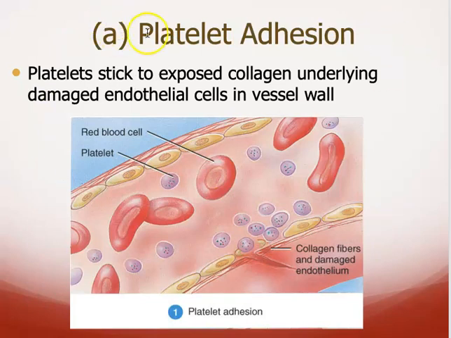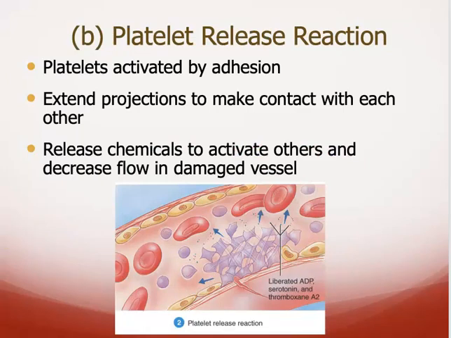Okay, so in that first step, platelet adhesion, there's damage in the walls of the blood vessel and the endothelium that exposes collagen, which causes platelets to stick. The platelets are activated by that sticking, so they change shape, start extending projections, making contact with one another, releasing the chemicals we mentioned earlier to help start the repair of the blood vessel wall, as well as help bring in other platelets to help create the plug.